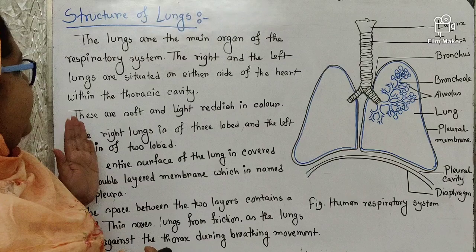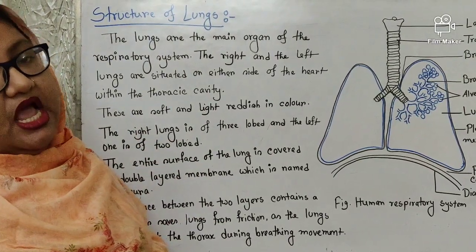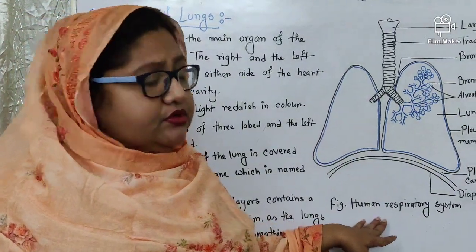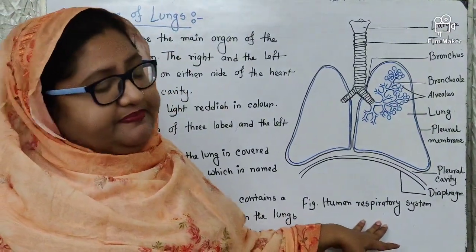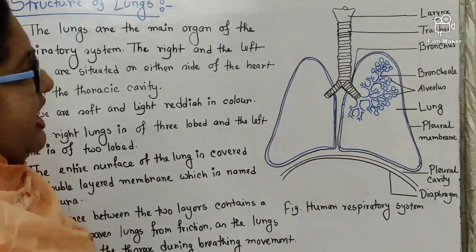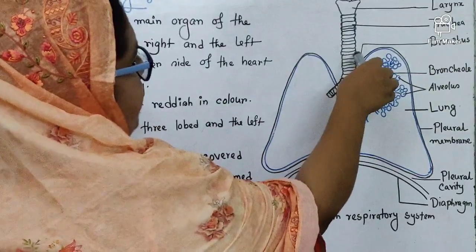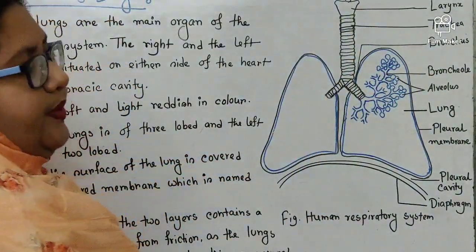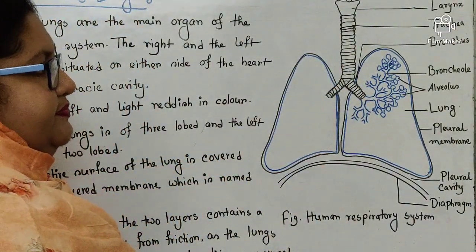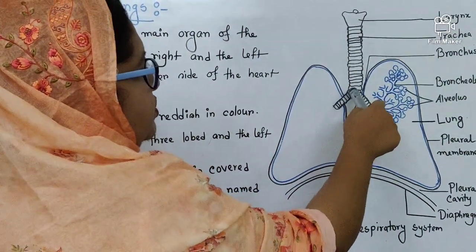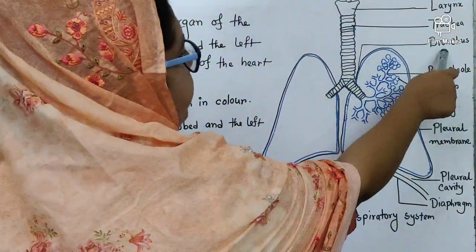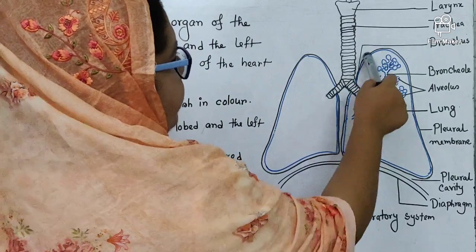Now, I will explain the structure of lungs. Before this, I will discuss a little bit about the human respiratory system. This is the diagram of human respiratory system. This is trachea. It is also known as windpipe. This trachea is made up of cartilage. Trachea is divided into two parts. Each part of this is known as bronchus. So this is the bronchus.